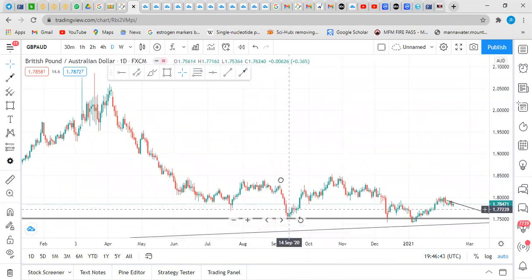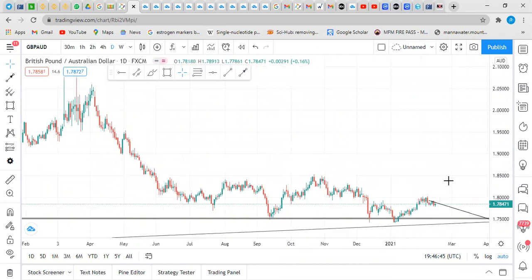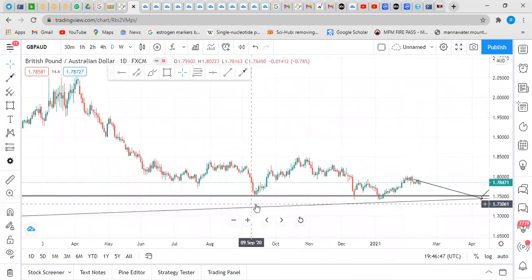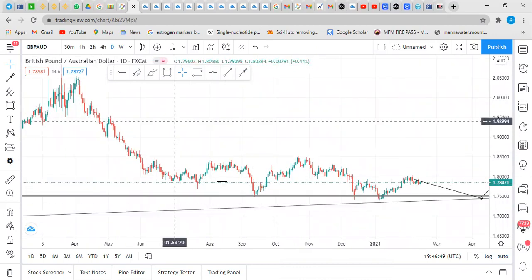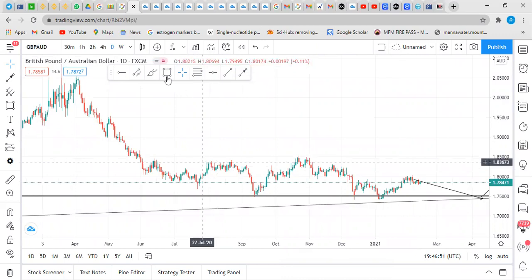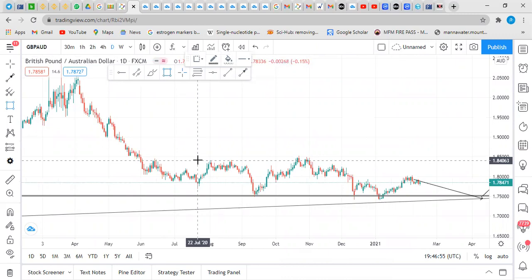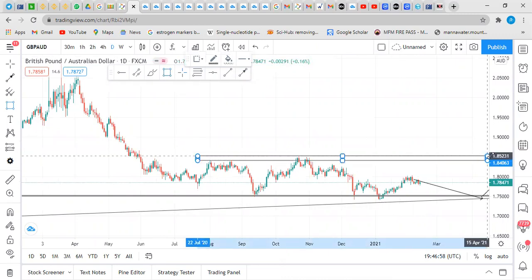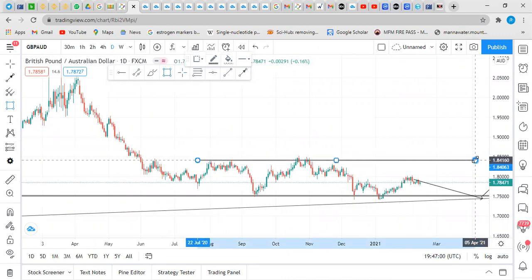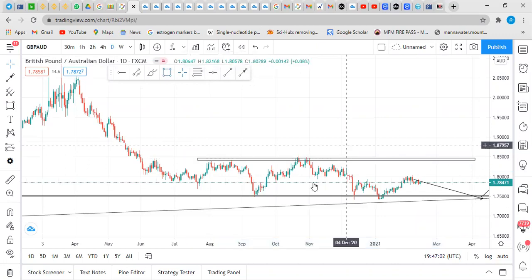So we can see price tested the resistance here. This is the daily time frame, don't forget. We can see price fail to break this point. Daily time frame, that means we have a strong resistance there.